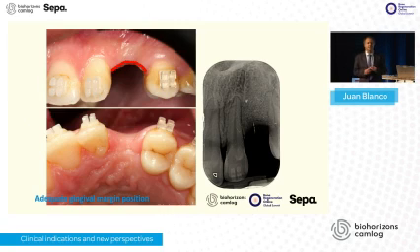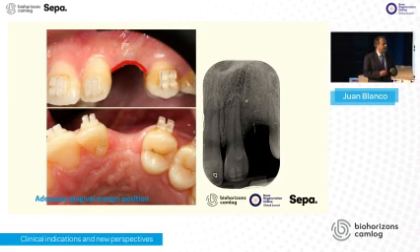And this last case has been done this morning. So this is very fresh. And in this case, we had a patient that had their canines included. These canines had to be extracted 6-7 months ago. We went for ridge preservation with Alpuref block.